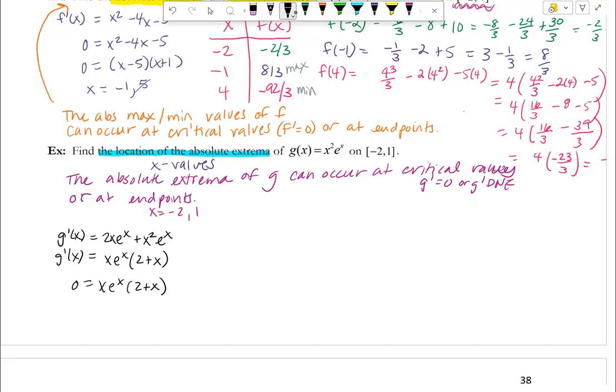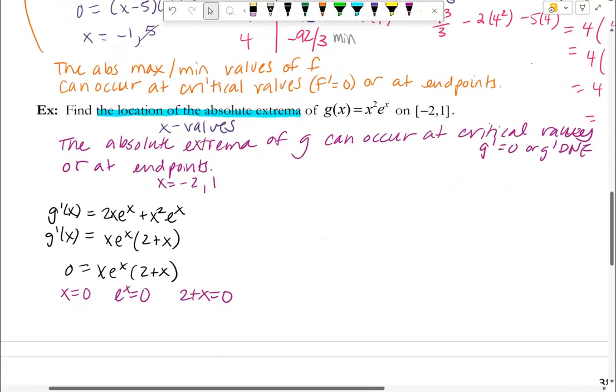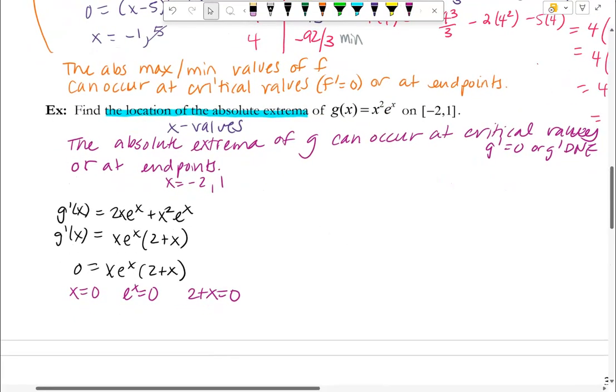All right, so using the zero product property, I have 3 factors. I have the factor of x, so x could be 0. I have the factor of e to the x, so that could be 0. And then I have the factor of 2 plus x. And the zero product property just tells me where my zeros could occur.